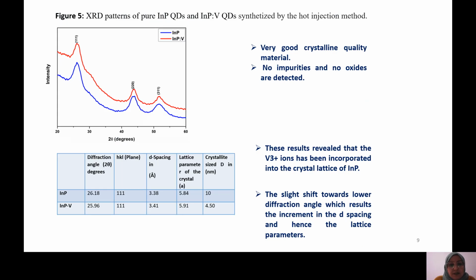Let us start with the XRD characteristics. The XRD characteristic curves show that the InP and InP doped with vanadium have good crystalline quality. Also, according to this table, this result reveals that the vanadium has been incorporated into the crystal lattice of InP.